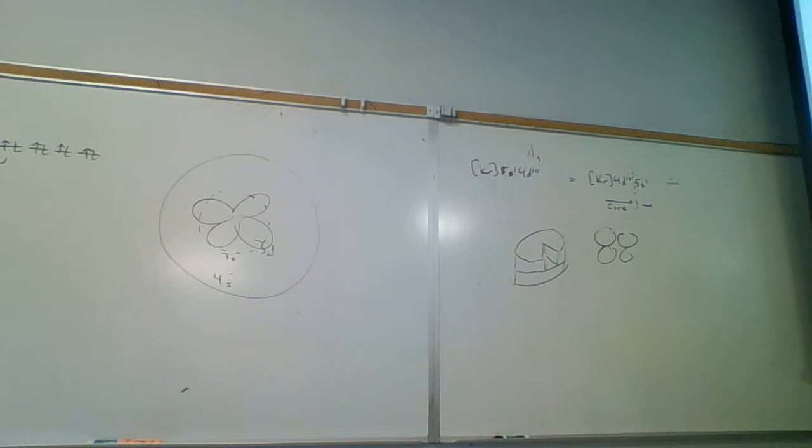And so how many valence electrons does it have? 3. 2 from the S, 1 from the P. These 3d10, do we want to mess with those? No, we don't. And so this one only has 3 valence electrons.